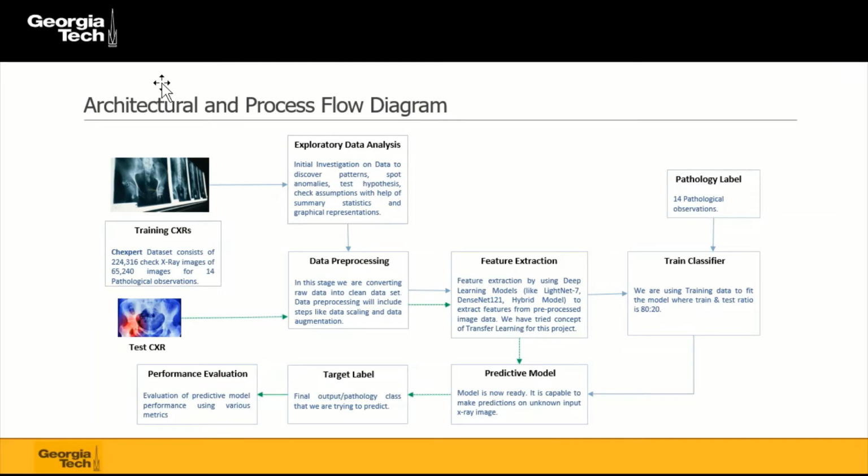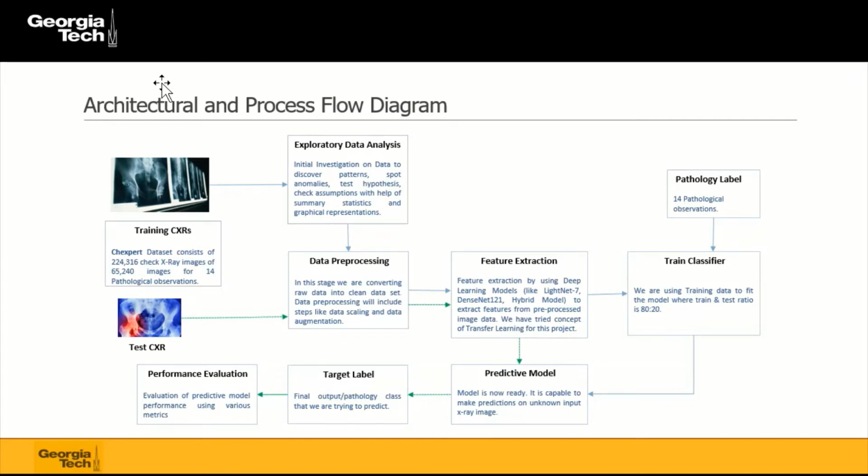This is how our overall architectural and process flow diagram looks like. So we have done the analysis on the downsampled version of the CheXpert dataset. Now the key steps involve exploratory data analysis, where we try to understand more about the data. Then we had to do the data pre-processing, basically preparing the data in such a format that it can be fed into the model, which also involves, for some of the algorithms, the feature extraction part.